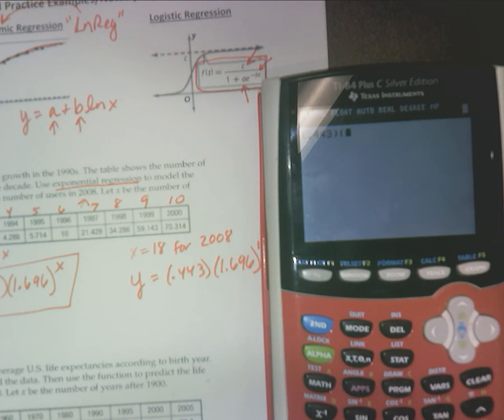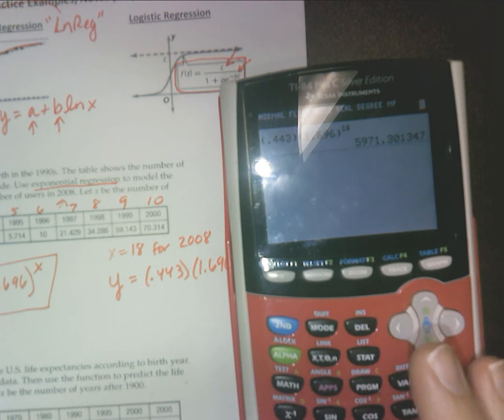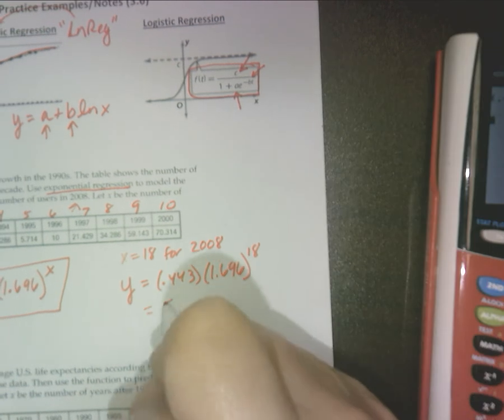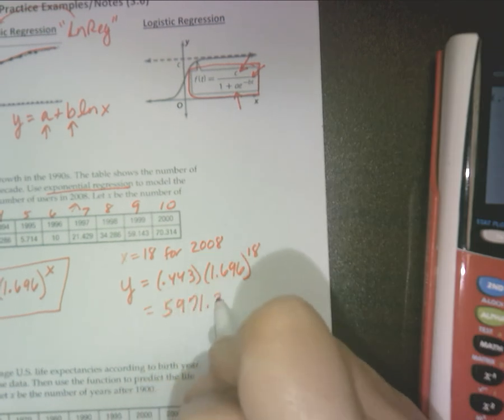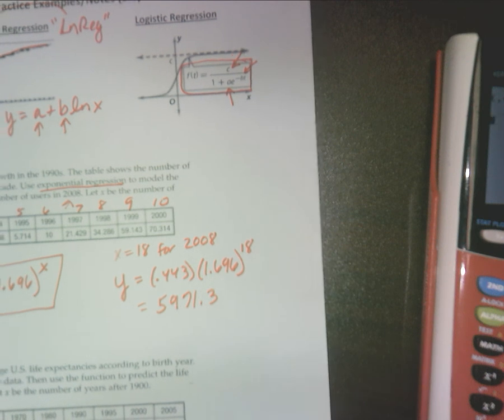0.443 times 1.696 to the power of 18. And I get 5,971.3. 5,971.3 people? There's only 5,000 users of internet?